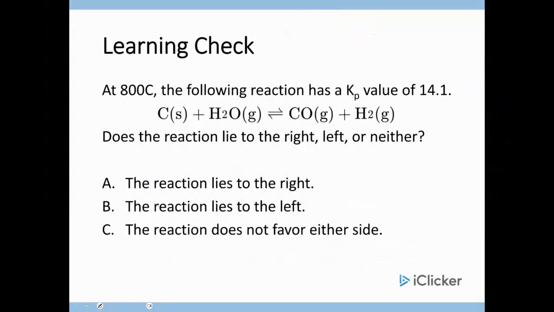At 800 degrees Celsius, the following reaction has a Kp value of 14.1. Does the reaction lie to the left, right, or neither? Again, K is products over reactants. So it is a ratio. If the ratio is greater than 1, 14.1 greater than 1, that means the concentration of products must be higher than the concentration of reactants. And that's all we're looking for on this slide.